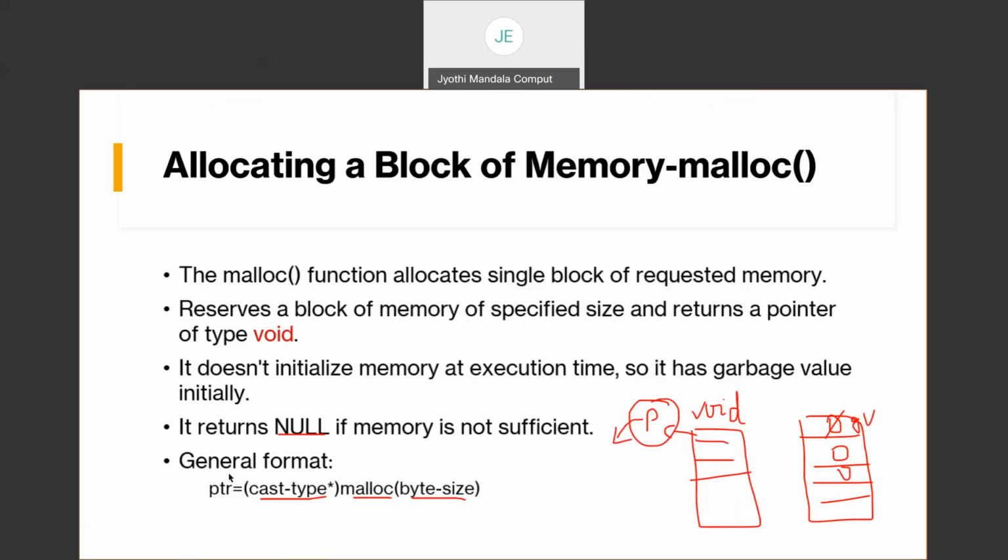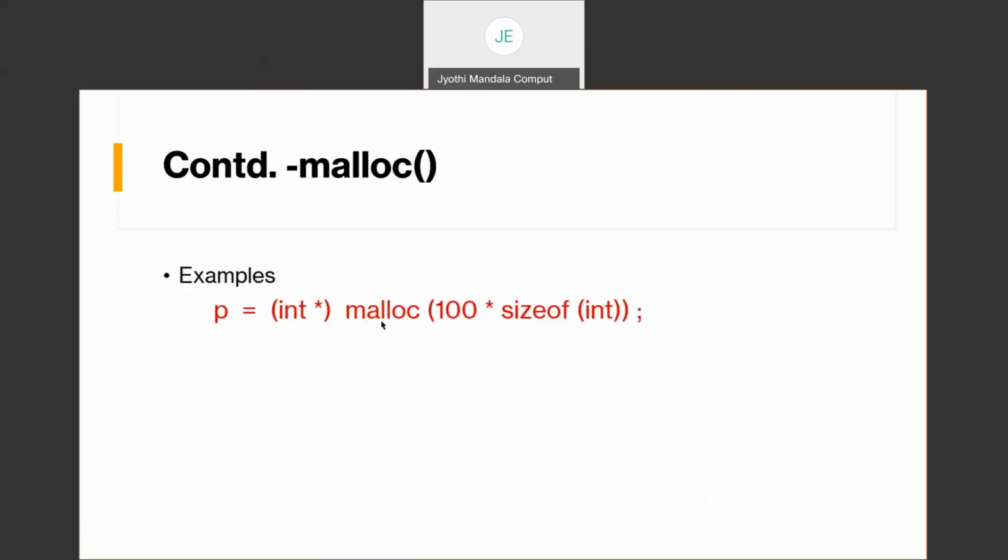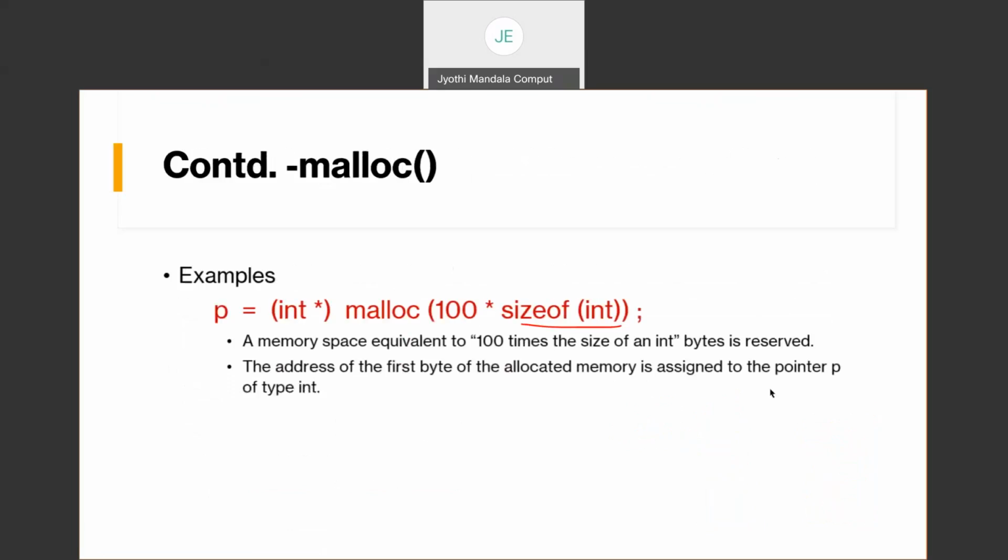The pointer PTR is the one with which you want to store, then typecast into the required data type, int, float, like that. Use the function malloc and specify the size in bytes. For the example, I am writing p equals int star malloc 100 into size of int. What happens if you write like this? What is the size of int? It is 2 bytes. Then memory space equivalent to 100 times the size of int, that many bytes, will be reserved. The address of the first byte will be assigned to p, and p should be of int data type. That means we need to write int star p in our program.